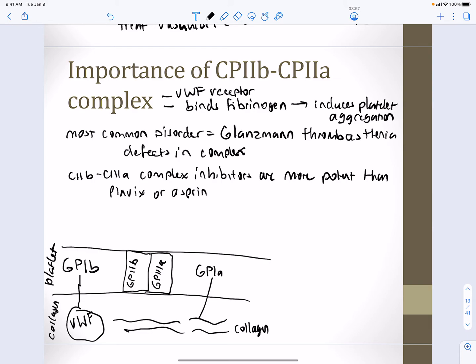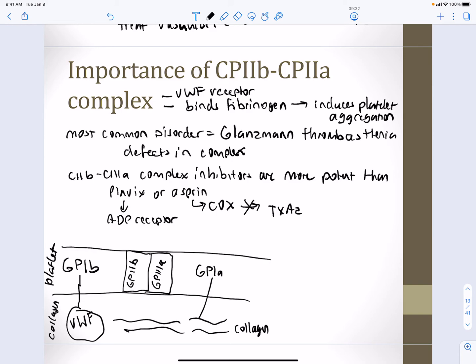Now remember what aspirin's targeting. Aspirin, of course, is targeting cyclooxygenase, which is then targeting thromboxane. Right, so that's what Plavix is targeting, the ADP receptor. And so antagonists of this GP2B3A are targeting the complex that is going to not only bind von Willebrand factor, but also bind fibrinogen, which is a very potent inducer of platelet aggregation as well.